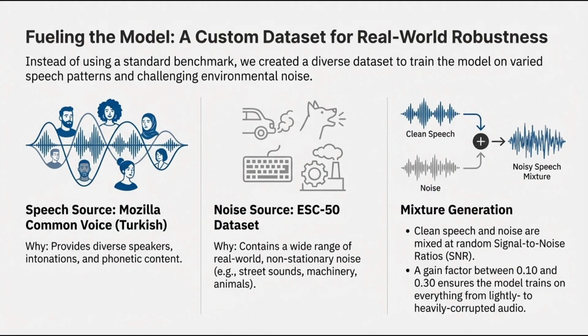As you can see on this slide, to make the model more robust, we created a custom dataset, including speech sources, noise sources, and the mixture of them. We got the speech sources from Turkish speech from Mozilla Common Voice and the noises from ESC-50 environmental sounds, which are diverse and non-stationary, like 2000 noises in there. For mixtures, we mixed clean speech and noise at different SNR levels using a gain factor to cover both slightly and heavily corrupted audio, creating a diverse mixture. This gave us control over realistic noise inputs, so the model learns noise suppression without losing speech content.